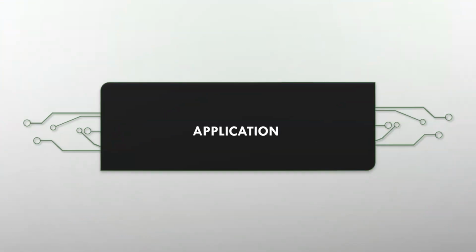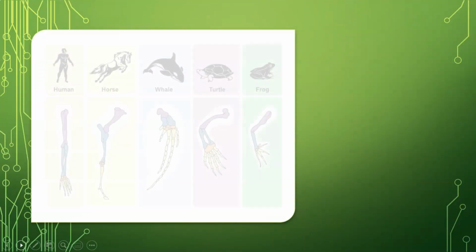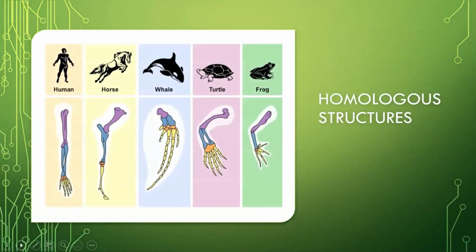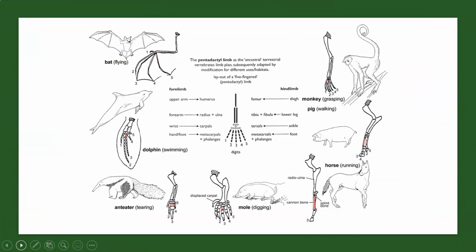All right, moving on to application. A comparison of the pentadactyl limb of mammals, amphibians, birds and reptiles with different methods of locomotion. So we've already looked at this pentadactyl limb. Okay, and one of your applications is to be able to discuss those homologous structures. All right, so here we've got our pentadactyl limb in our different mammals. And you need to be able to discuss that in terms of that structure and its use.